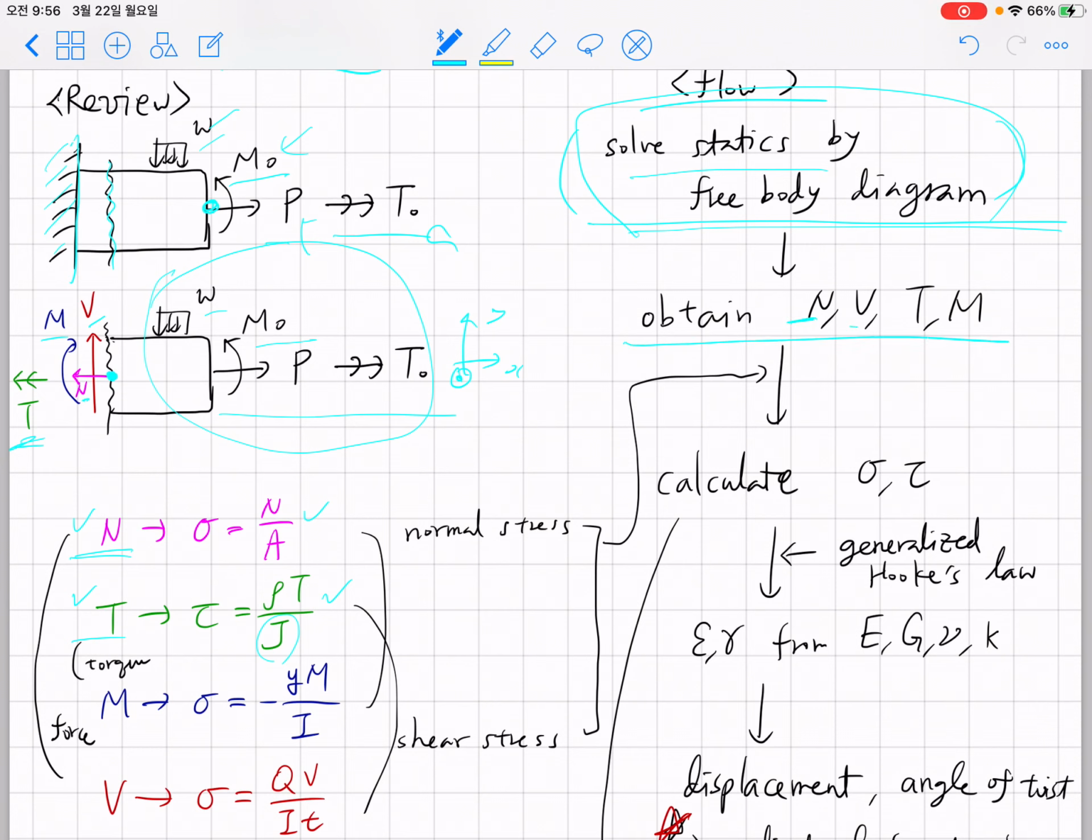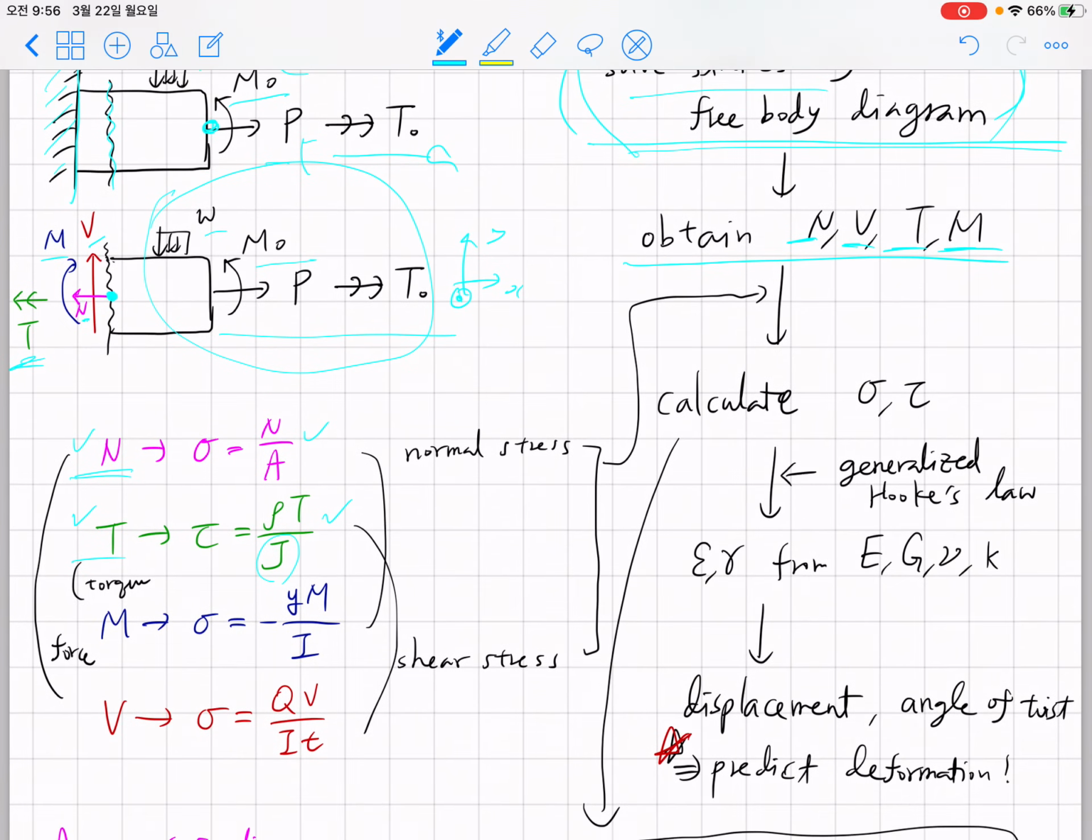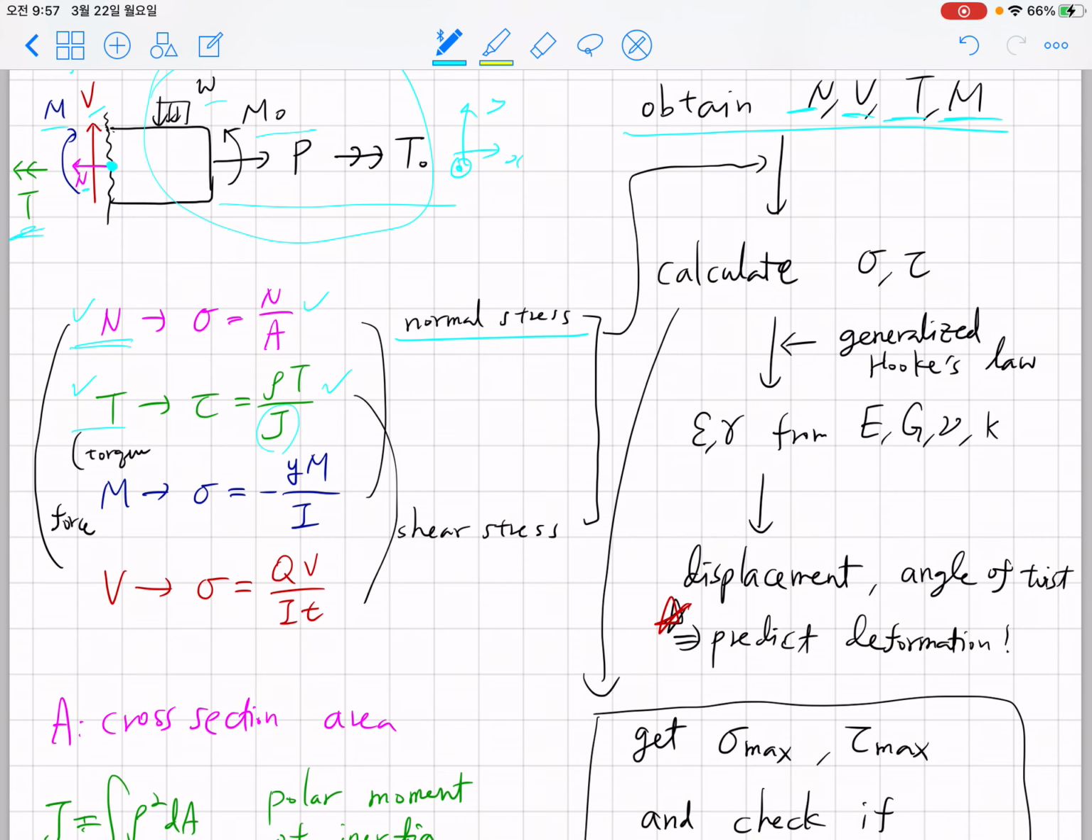After solving the free body diagram and statics, you're going to obtain the reaction forces, which are N and V, and the reaction torque, torsion T, and a moment M. Given these reaction forces and torques, you're going to get normal stress out of N and out of M. You're going to get shear stress out of torsion T and out of the shear force V. Having obtained the normal stress and shear stress distribution, you can get strain using material property. Given normal stress and shear stress, you will be able to obtain normal strain and shear strain out of generalized Hooke's law.